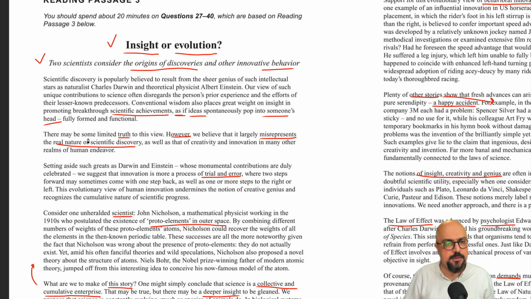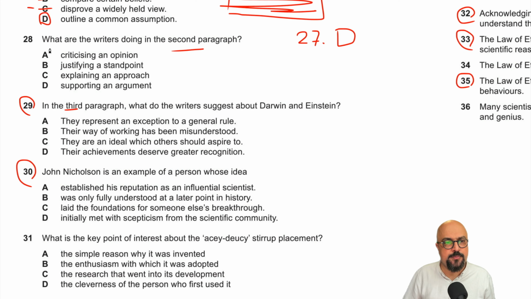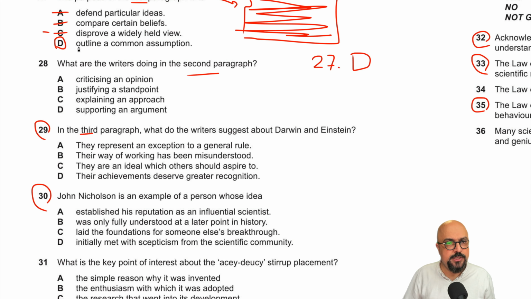There might be, however, believe the largest misrepresents the real nature of as well as that of creativity and innovation and many other realms of. Okay, so see, disproving a widely held view seems to be suitable for that second paragraph. Criticizing an opinion, this is negative, so yes, it's likely to be the answer. Justifying, so no, it's not justifying it. Explaining an approach, not yet. It was a very short paragraph. There was nothing to be explained there.